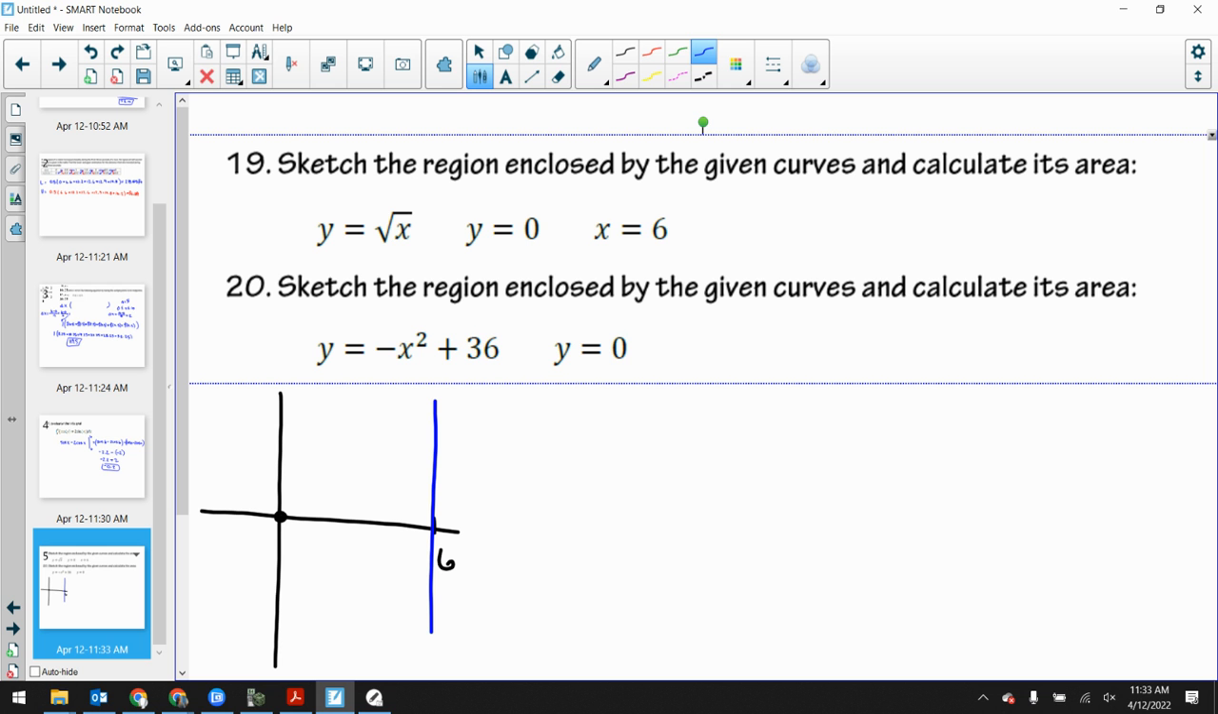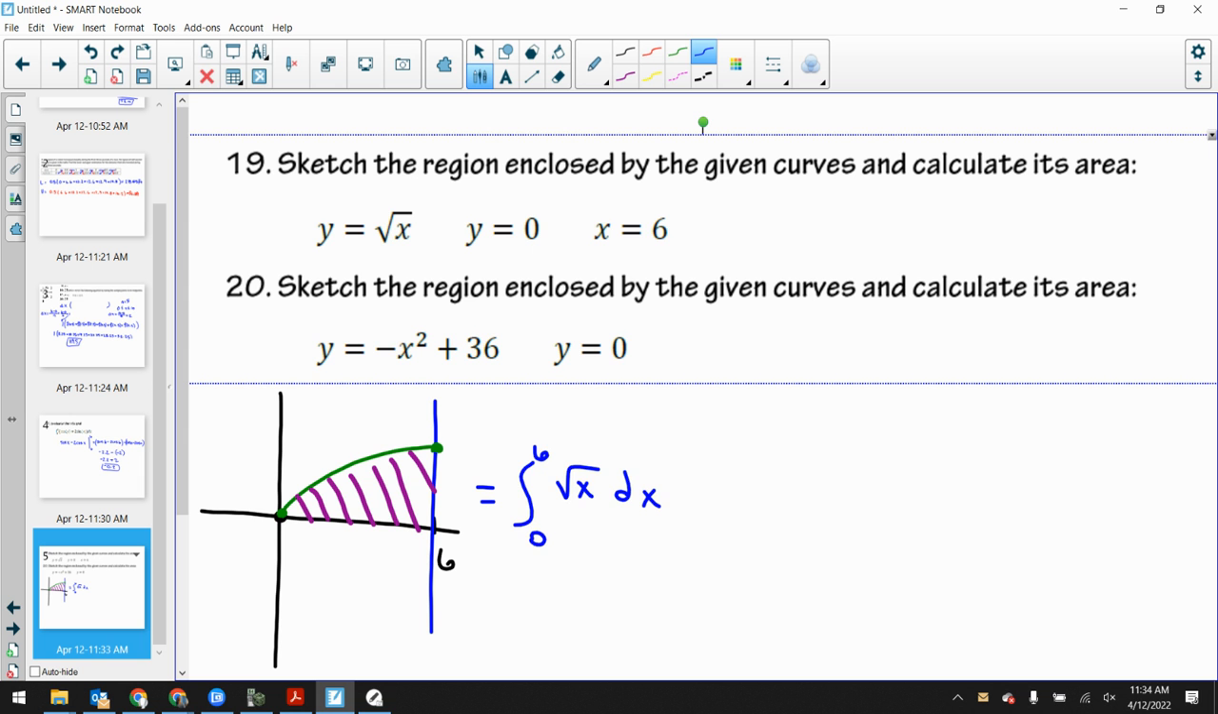And I'm just going to draw in my square root of x, and I want to find the area enclosed here. Now, it didn't tell me to find an integral, but that's how I find the area, right? This diagram is equivalent to this integral from 0 to 6 of the square root of x dx, right?